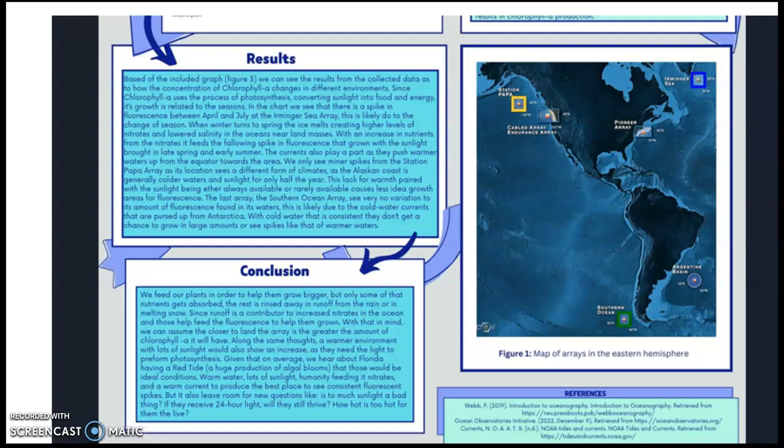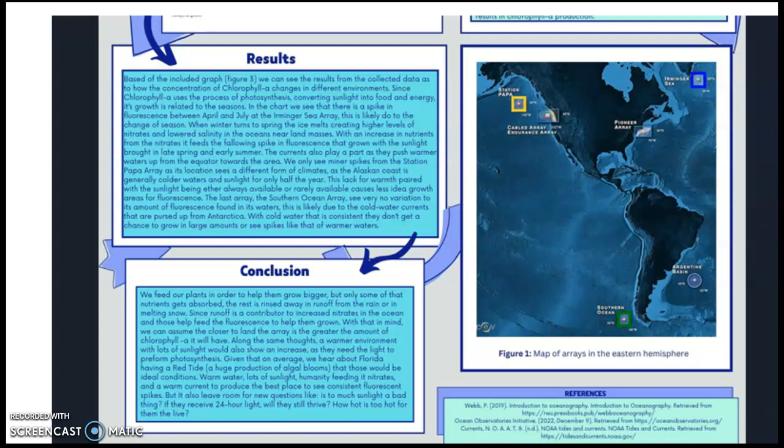So the results of that would be, based on the included graphs, figure 3, we can see the results from the collected data as to how the concentrations of chlorophyll A change in the different environments. Since chlorophyll A uses the process of photosynthesis, converting sunlight into food and energy, its growth is related to the seasons. In the chart we see that there is a spike in fluorescence between April and July at the Imaging Sea Array. This is likely due to the change of season.